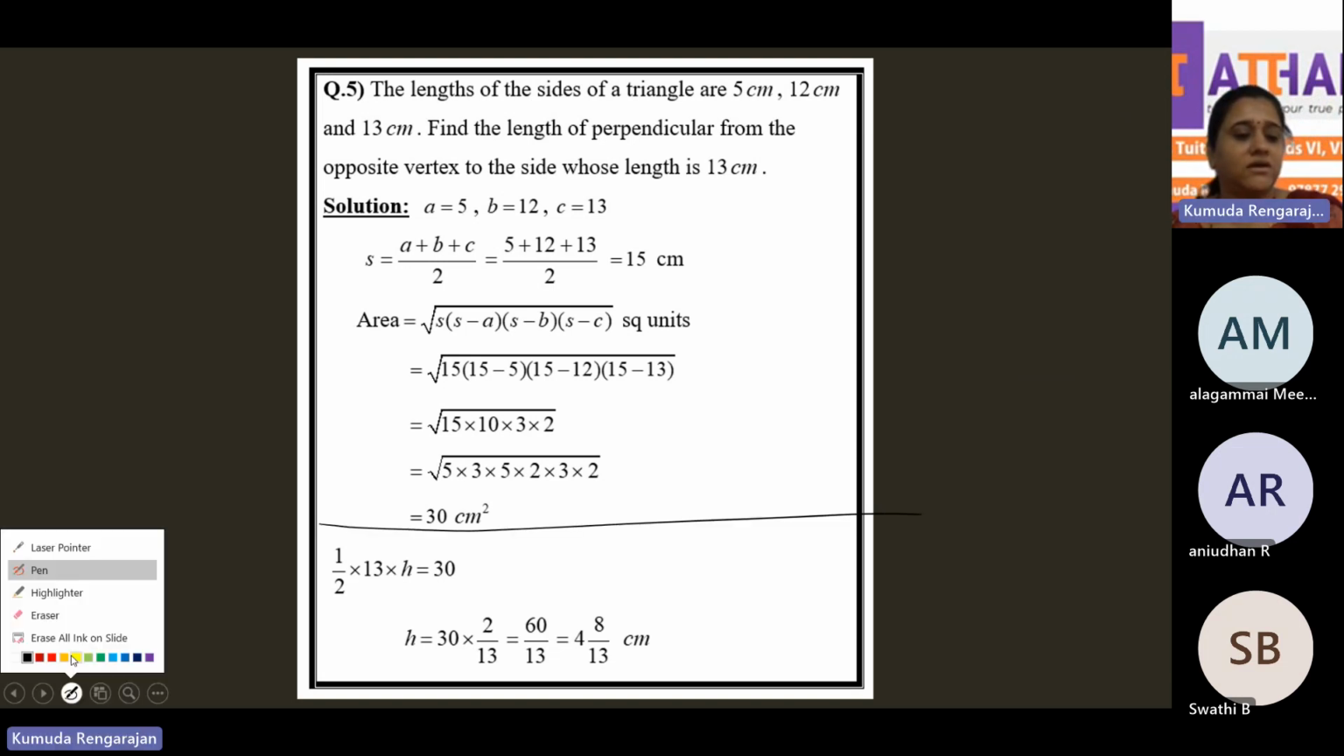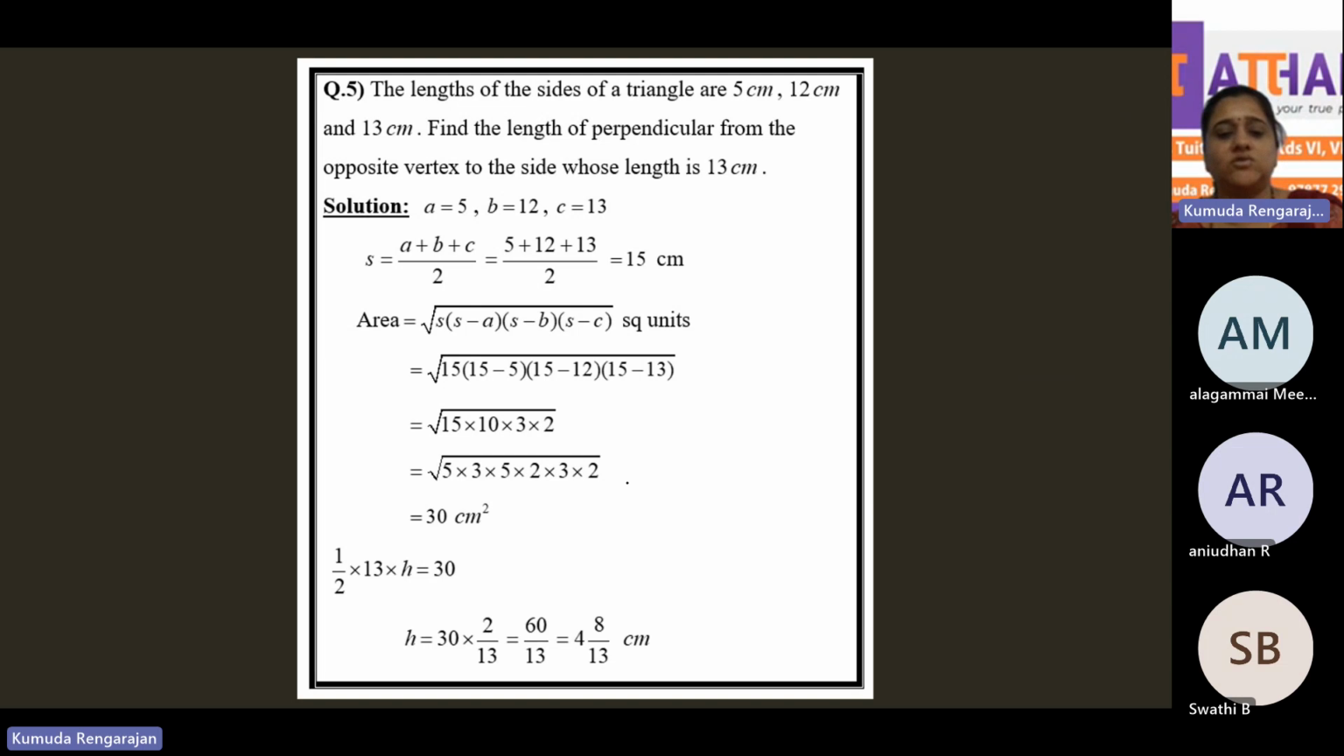Now, this area can also be found using the formula half base into height, right? The area of the triangle is 30 centimeters square. For one triangle you can use any formula, but the answer will be the same. Here we found the area using Heron's formula, it's 30. But if you use half base into height, you should also get 30, because it's the same triangle. So half into base into height is 30.